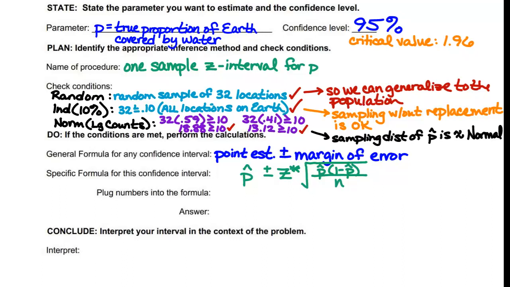I want you guys to plug your numbers in there. Everybody should have the exact same, so if you want to work with somebody, that's fine. But we all have the same p hat because we just got one sample as a class. And everybody's margin of error should be the same. So take about 2 minutes and calculate our confidence interval.